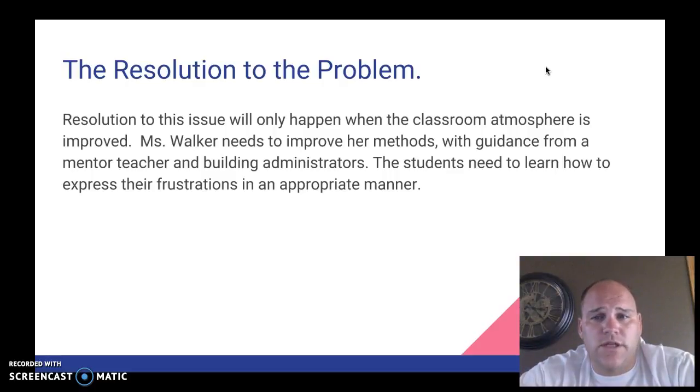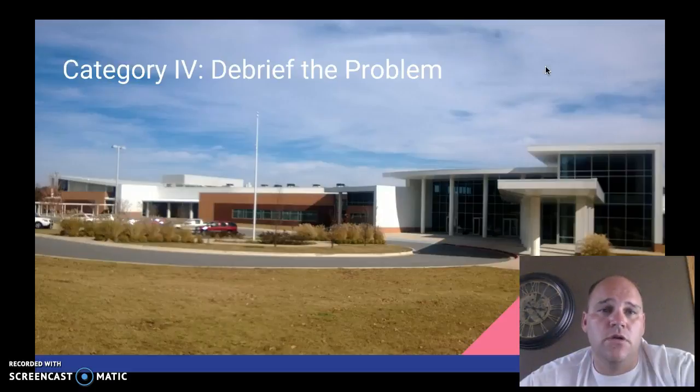That's when Miss Walker's teaching methods have improved, when the negative interactions have been reduced between students and teachers, parents and teacher, and when the students learn how to express their frustrations and concerns in an appropriate manner. It's important that we teach kids how to communicate with adults in an appropriate way that doesn't involve text messaging or something on the computer. Our students need to learn how to communicate with each other face to face, and that's something they're getting less and less of in today's world.